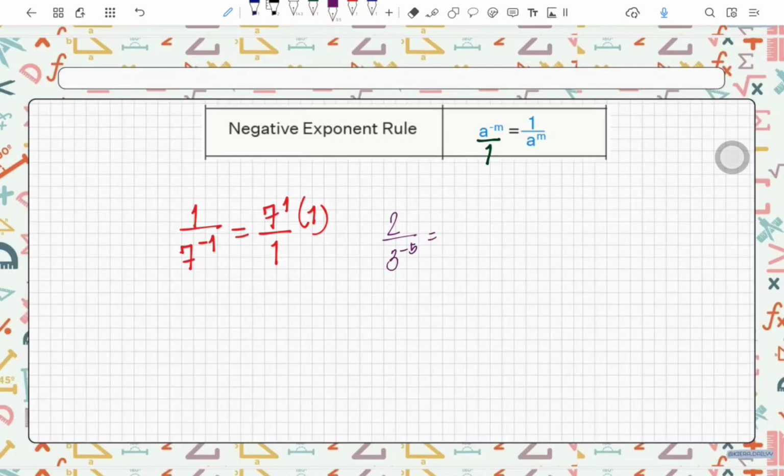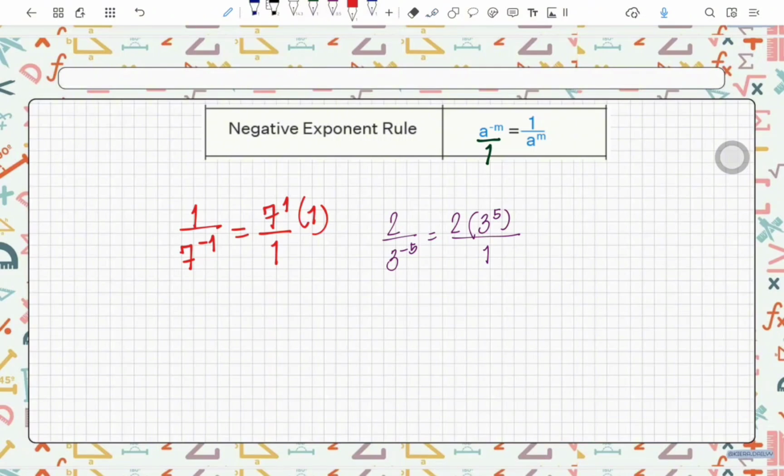So we're just going to move it. So 2 times 3 to the power of positive 5 over 1. We're not going to move the 2 because the exponent of 2 is not negative, it is positive. So it will stay in there.